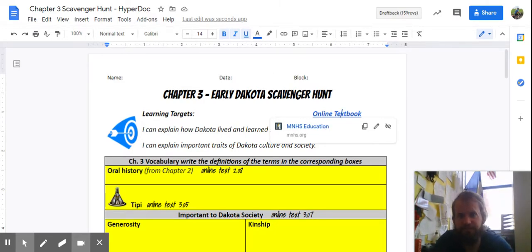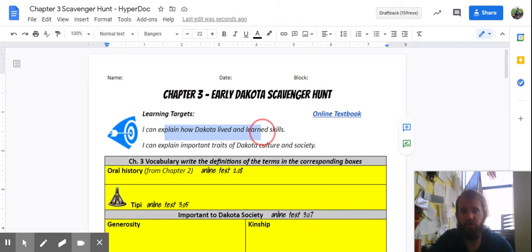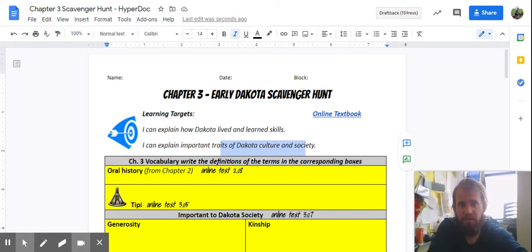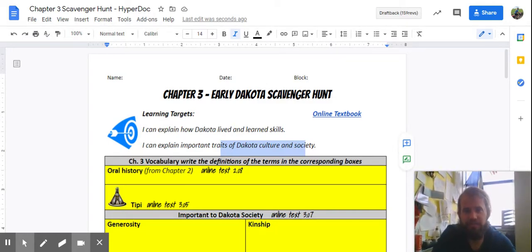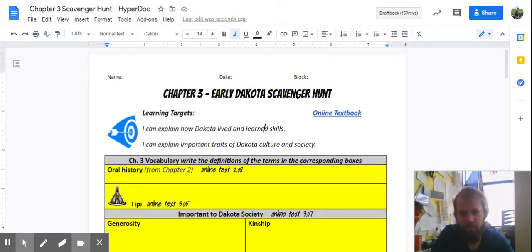these answers. Our goal on this document is to explain how the Dakota lived and how the Dakota learned skills, as well as to understand some of those important traits of Dakota culture and society. We're going to do that by examining how the Dakota passed traditions and the style in which they did so.